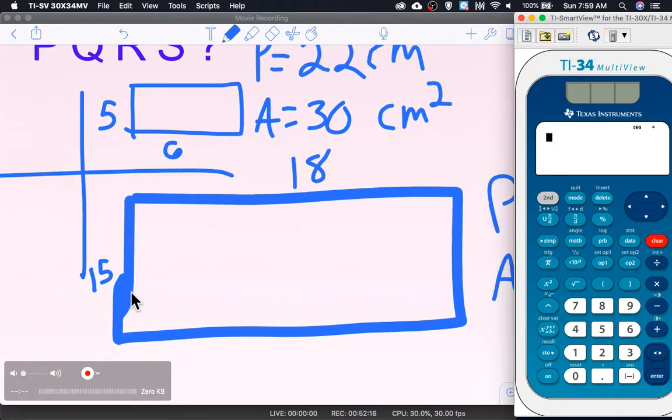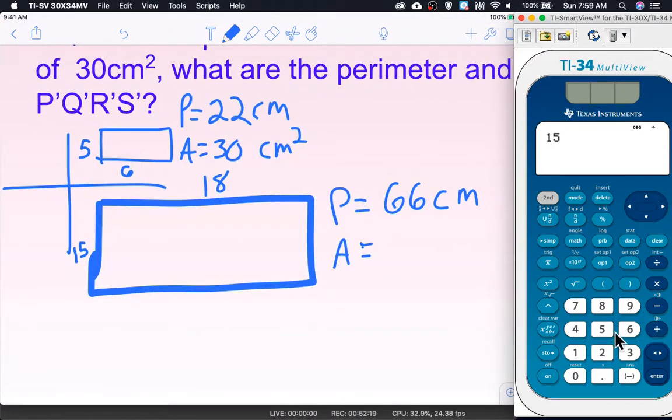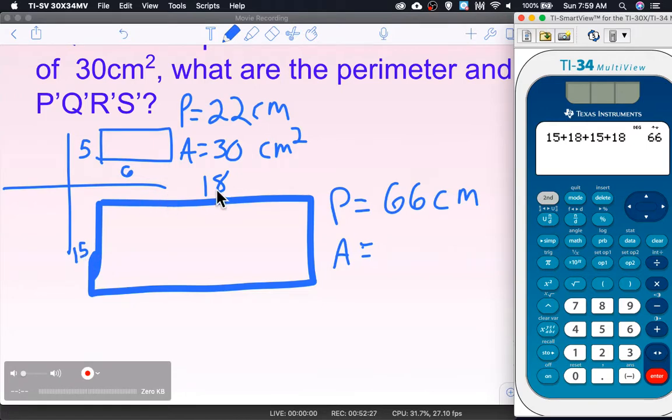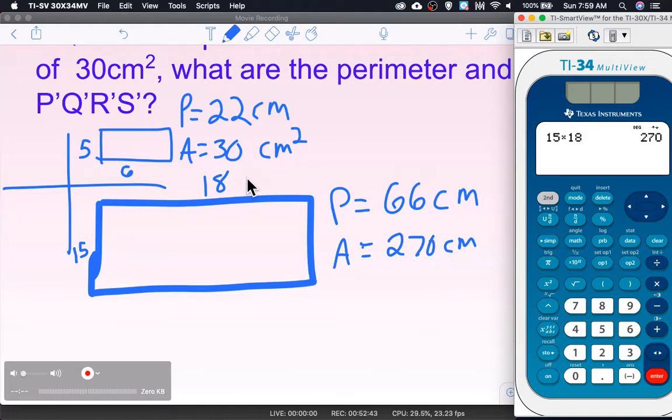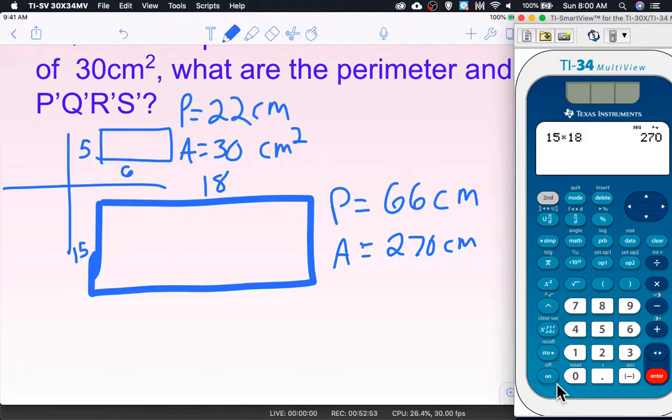And then if we did 15 plus 18 plus 15 plus 18, there's the perimeter of 66. Okay? Area, length times width. It's not 90. It's 270. It's not 3 times as big, it's 9 times as big. It's 3 times as big this way and 3 times as big this way. That's 9 times as big. Squared.